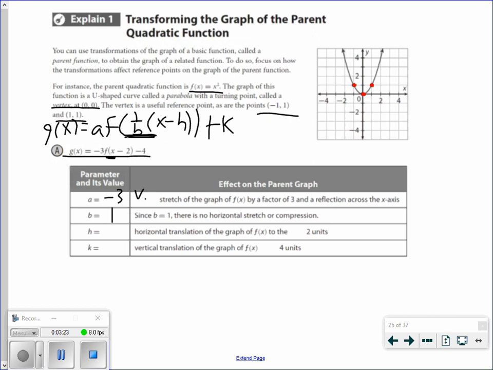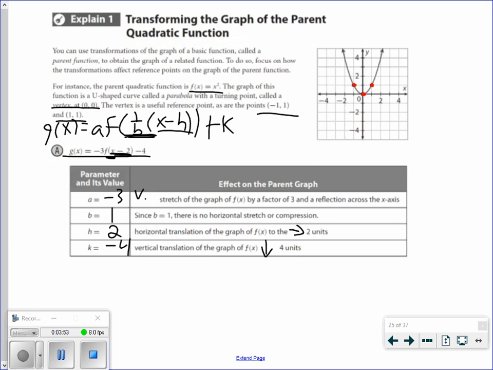Our h is going to be a positive 2. Remember, it's x minus h. So this x minus h here tells us that our h is 2. And that would be a horizontal translation of the graph to the right 2 units. Our parameter tells us our transformation. Our h is a positive 2. That means we go to the right 2 units. And our k is negative 4. That's a vertical translation of the graph down 4 units.